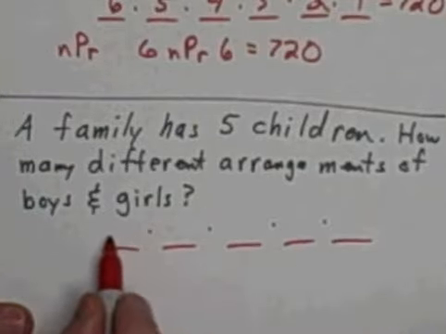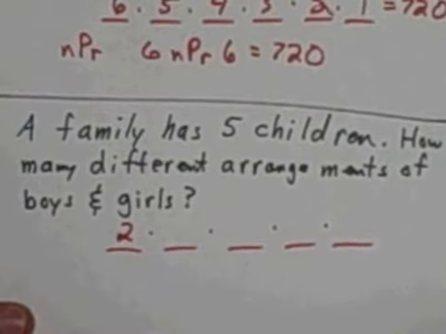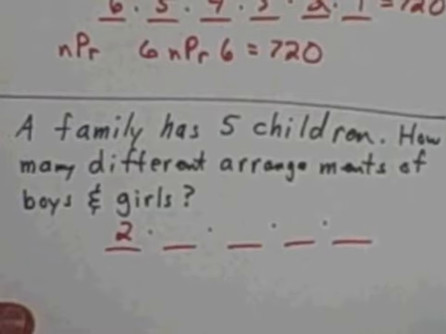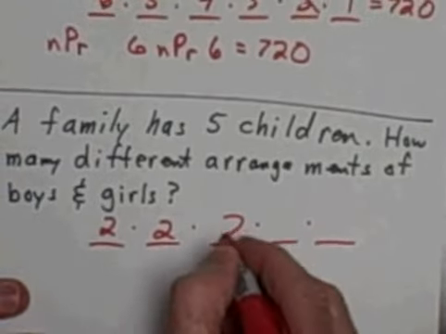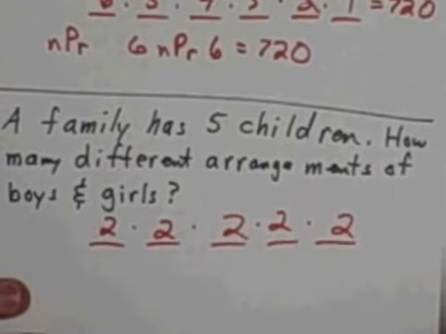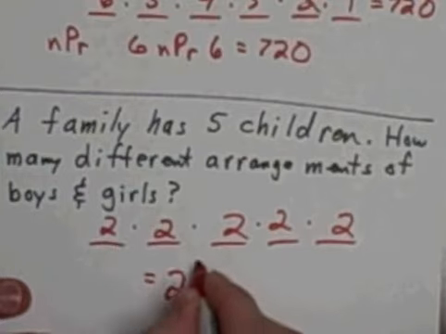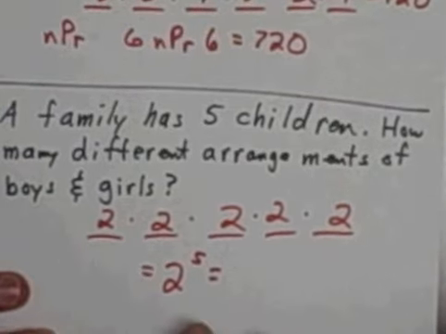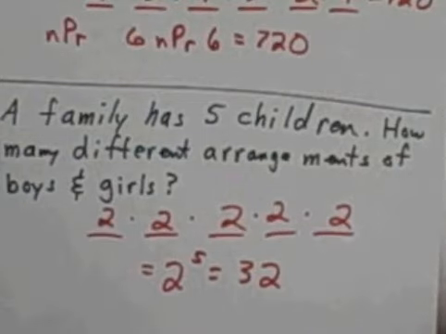How many different choices do I have for my first child? Well, it could be a boy or a girl. For my second child, how many choices to choose from? Well, it can be a boy or a girl. My third child, boy or girl. Boy or girl, boy or girl. This is simply 1, 2, 3, 4, 5. So this is equivalent to 2 to the 5th power, which your calculator will quickly tell you is 32. There are 32 different arrangements in terms of boys and girls given 5 children.